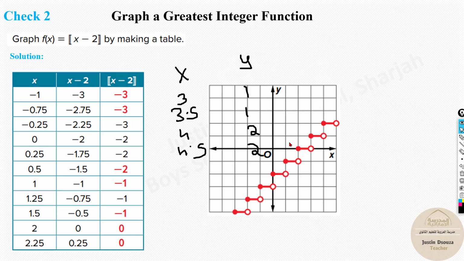So where is 3? 1, 2, 3. What is the value? 1. So at 3 it is 1. At 3.5 again it is 1. At 4 it is 2. And at 4.5 it is again 2. So then you can understand this, below this point will be a hole.